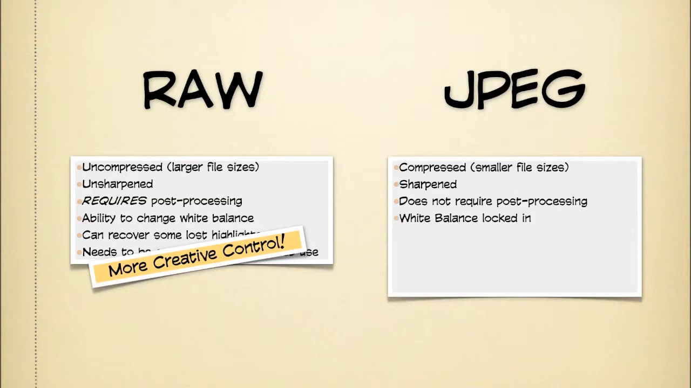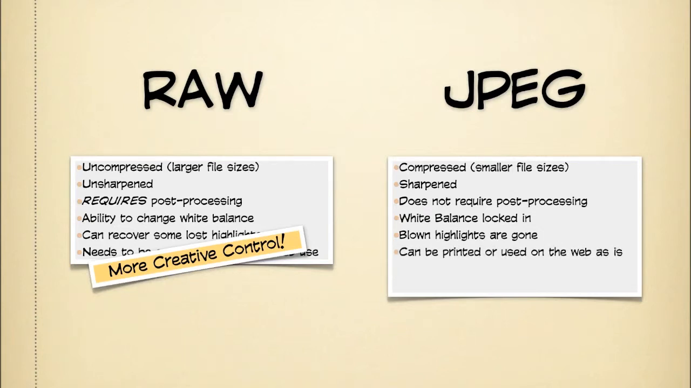When you shoot JPEG, the white balance is locked in. So, for example, if you shoot indoors under tungsten lighting or incandescent lighting, but maybe you had the white balance set wrong on your camera, you really can't change that after the fact. So with JPEG, that information is locked in. When you blow out highlights on a JPEG file, when you lose detail in the brightest parts of an image, generally that information is gone. You can't recover that.